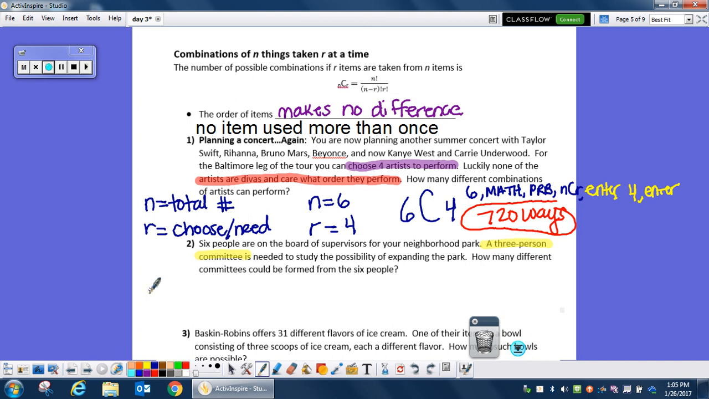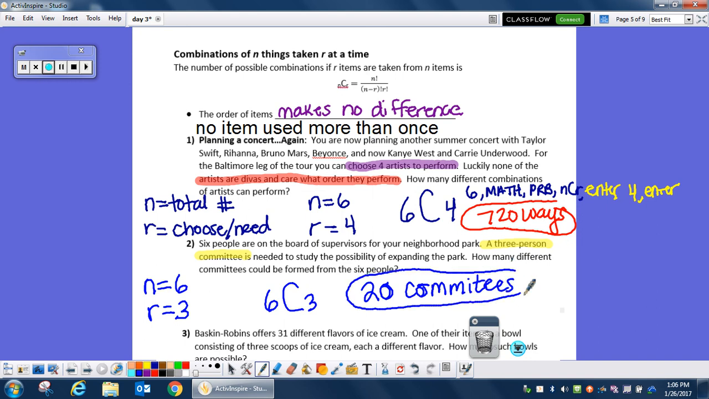So n is the total number. We have 6 people to choose from, but we only need 3. So on our calculators, we do 6 nCr 3, make sure you know how to do that. If you don't, please ask. And you get 20. Okay? All right, moving on down.